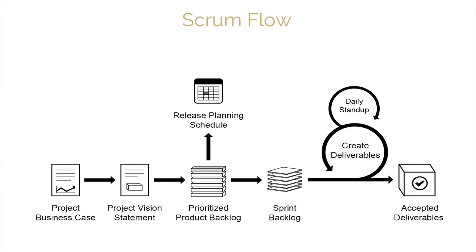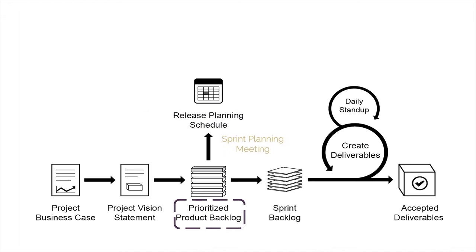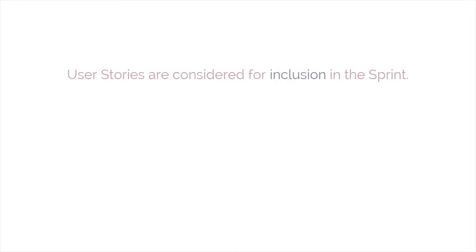Take a look at this diagram, which illustrates the Scrum project's flow. As you can see, the Scrum cycle begins with a stakeholder meeting, during which the project vision is created. The product owner then develops a prioritized product backlog, which contains a prioritized list of business and project requirements, written in the form of user stories. Each sprint begins with a sprint planning meeting, during which high-priority user stories are considered for inclusion in the sprint.